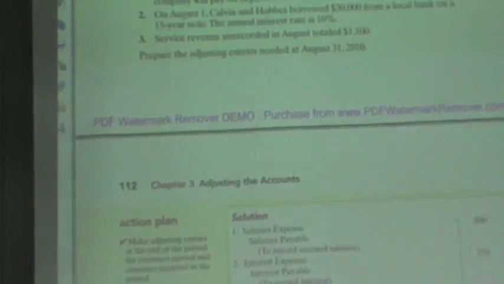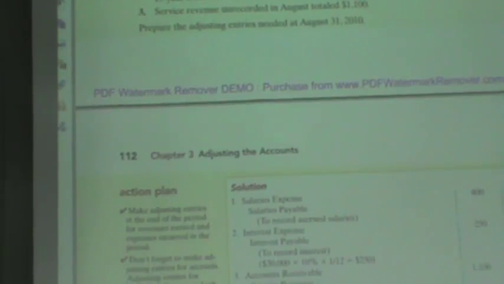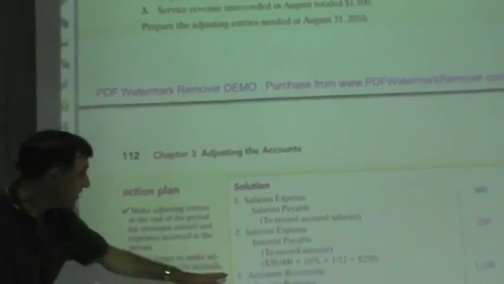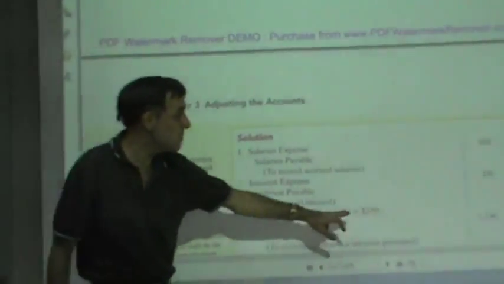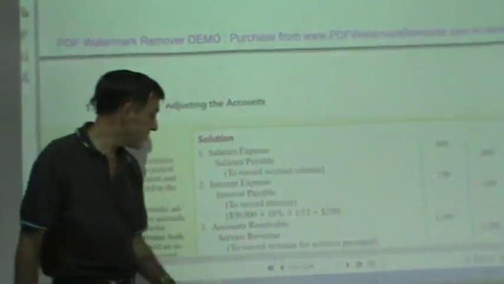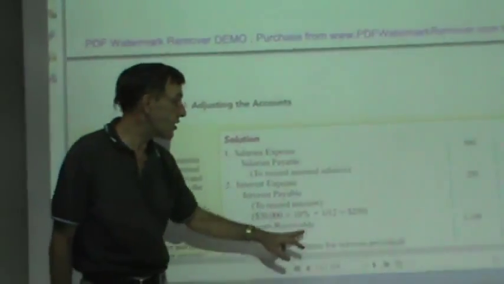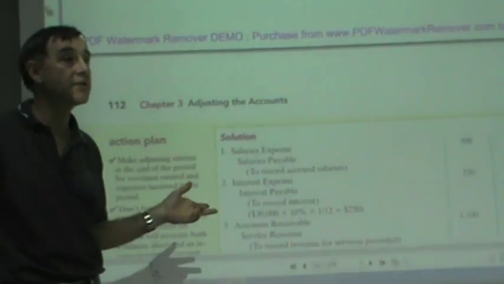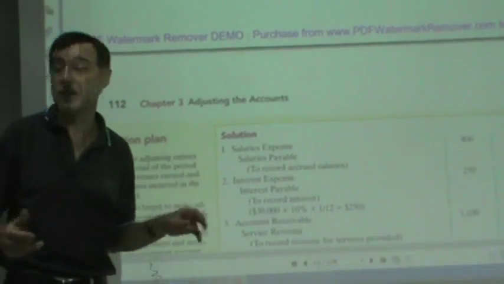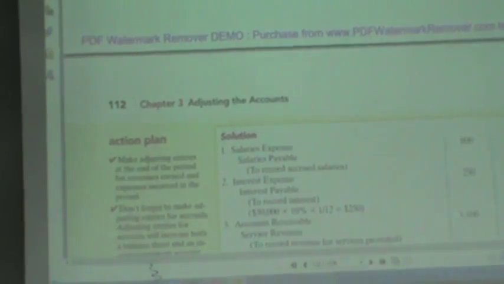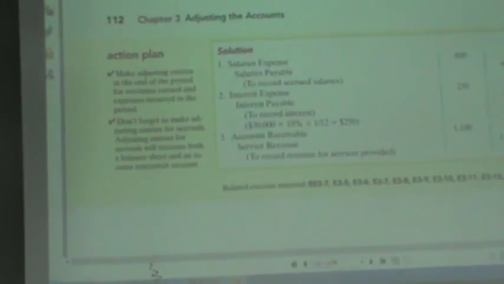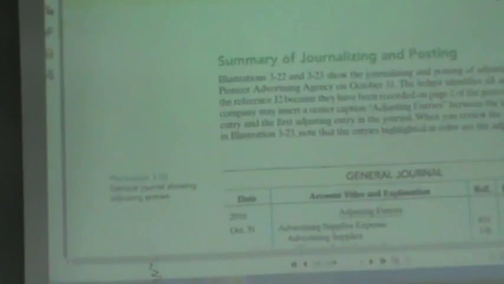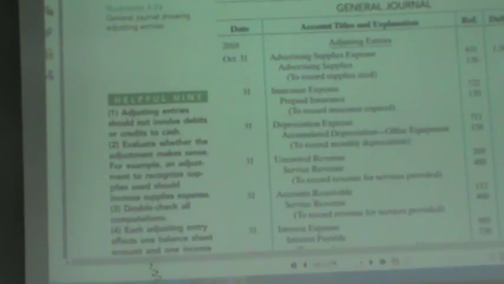Let's see what they said. Oh, that's it. Debit, account receivable, 1,100. Credit, service revenue, 1,100. All right, and that's all the rest of it. So this one is fairly simple and fairly easy. You also have and do, let's see, I think summary. Okay.